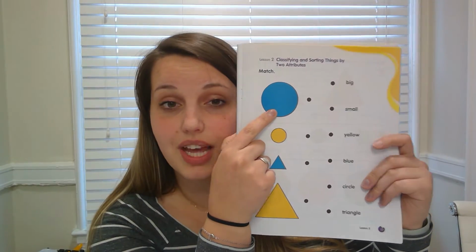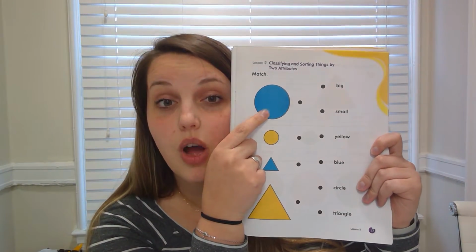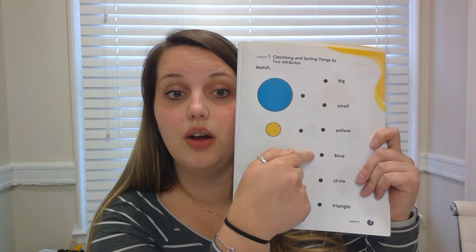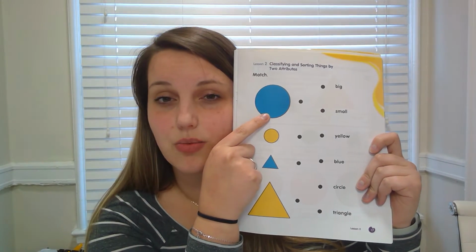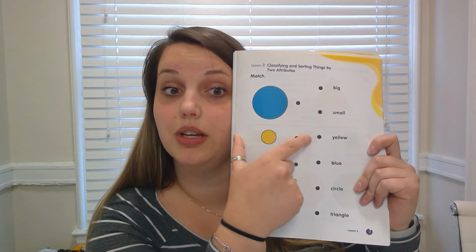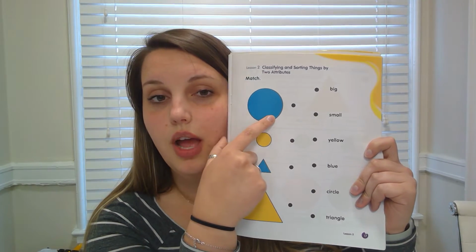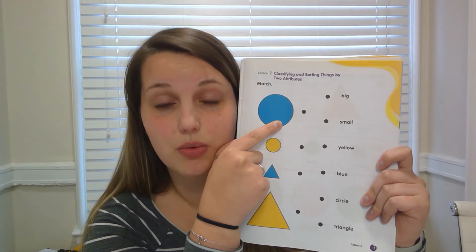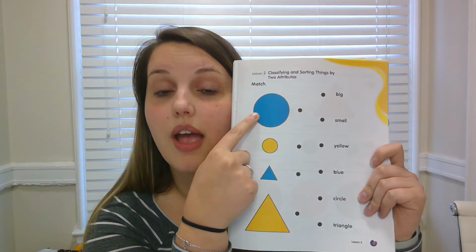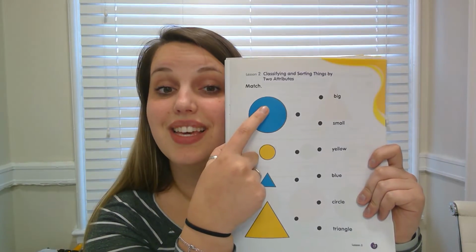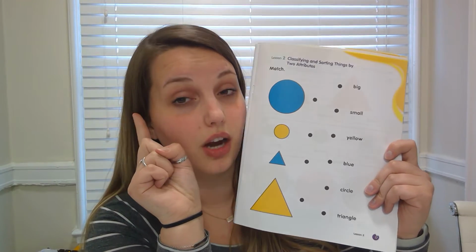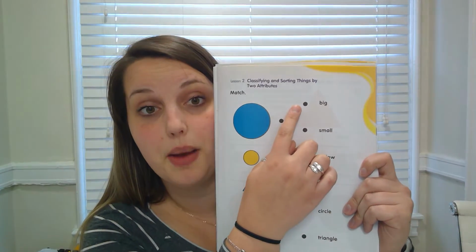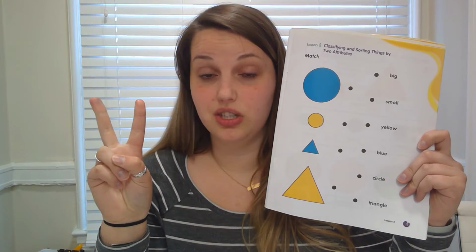So for instance, we said this is a which shape? Circle, right. So we could go all the way down here and draw a line to circle. What color did we say this was? Blue. So we could draw a line down to the blue. And then what size did we say this was? Right, if we were looking at the 2 shapes, this is bigger than this circle. Using our comparing words, this circle is bigger than this circle. So we could say it's big. That's 3. We only need to find 2.